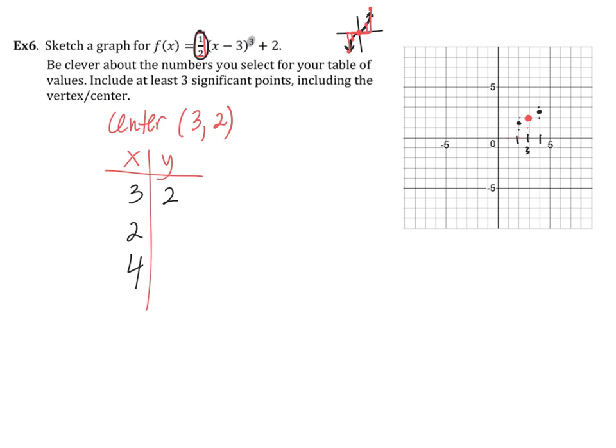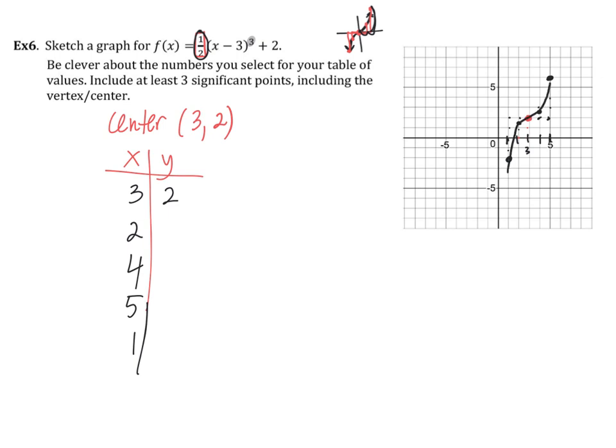Now that's not three very good points. That's not going to show you your end behavior very well. So you might want to do 5 and 1, right? So you could plug in those values as well. Or when you go to the right 2 units, when we went to the right 2, 2 cubed is 8. So typically we would go up 8 units. But when we go to the right 2 units, instead of going up 8 units, we're going to go up half that amount. So 1, 2, 3, 4. Left 2 units. Instead of going 2 cubed, which is 8, or down 8, we're going to go down half that amount, which is 4.